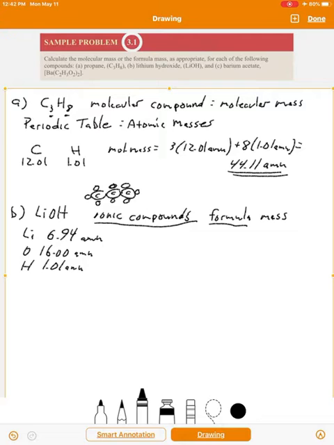Okay, so now let's add them up. There's one of each. So it's 1 times 6.94 plus 1 times 16 plus 1 times 1.01 AMU. Okay? All right, well, we could figure that 17 plus 7 is 23.94. I guess that's, oh, it's 23.95, but let's check. Let's go to a calculator.